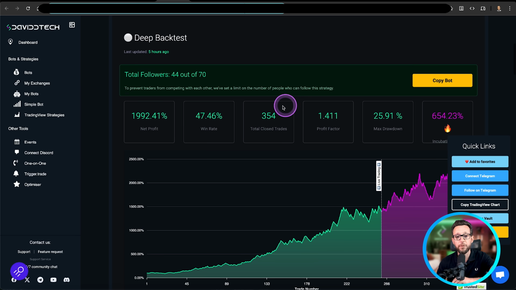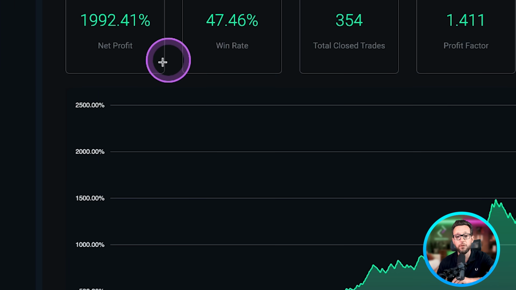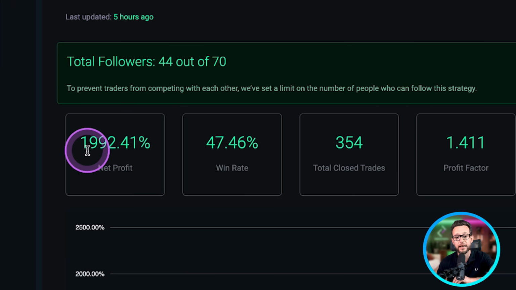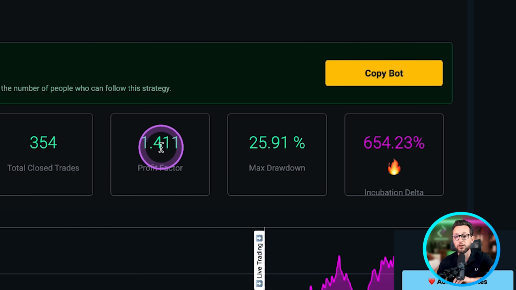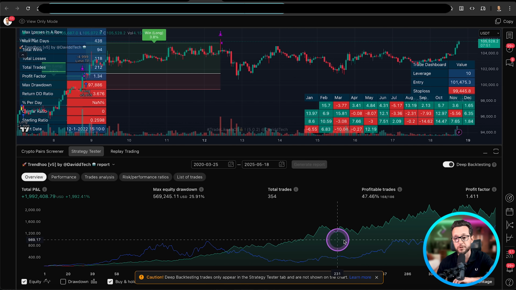So if we go over, we can see that on BTC USDT, we have a win rate of 47% and a net profit of 1,992%. We have 354 closed trades, a profit factor of 1.4, and the max drawdown was 25%. If I go here, we can actually see that this is quantifiable. As I've done this on TradingView, you can see the equity curve looks absolutely amazing. And if we look at the buy and hold, we absolutely crushed the buy and hold as well.